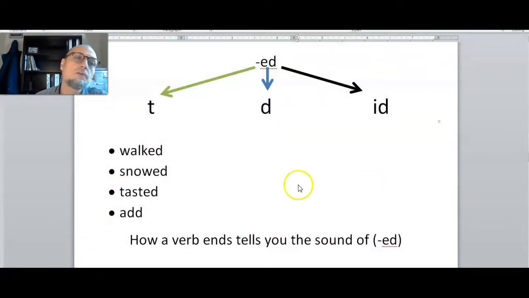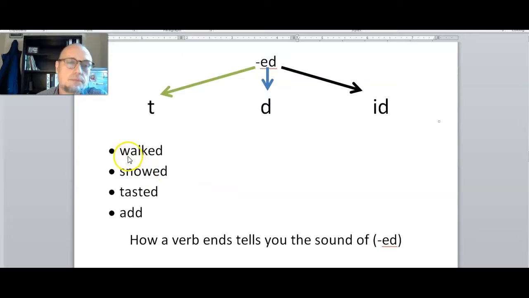So let's begin. When we have the past tense for regular verbs, it is always ed, right? Now ed has three different sounds. Ed can be pronounced t, ed can be pronounced d, and ed can also be pronounced as id or ed. So let's look at some examples.